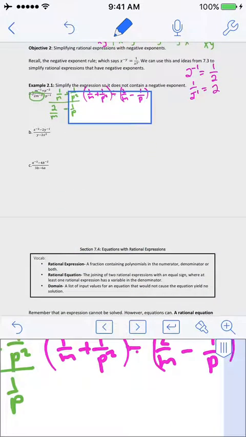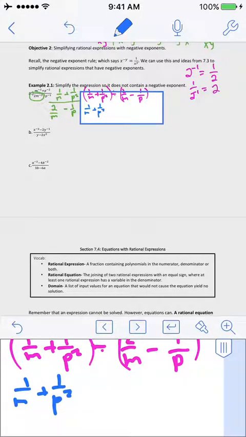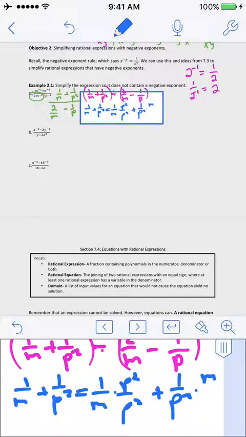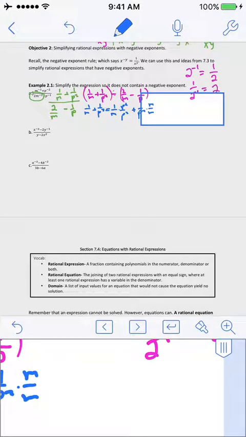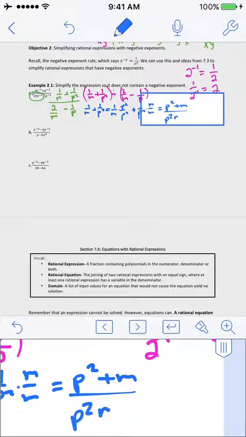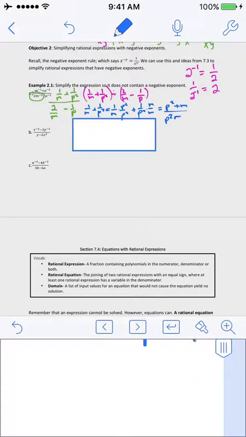I have no room here. 1 over m plus 1 over p squared. The LCM is going to be an m and a p squared. So from this first one, I'm missing 1 over m times p squared over p squared, plus the second one, I'm missing an m over m, and I end up getting p squared plus m over p squared m. So that's the first part.